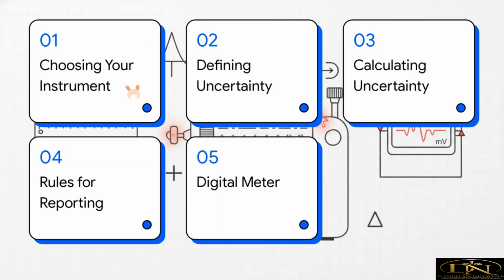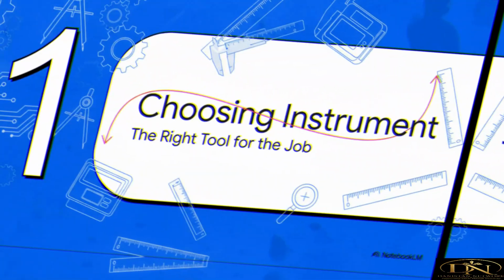All right, so here's our game plan. We're going to kick things off by talking about how to choose the right tool for the job. Then, we'll nail down what uncertainty actually is, figure out how to calculate it, and go over the super important rules for how you write it down. And to wrap it all up, we'll take a look at how those fancy digital meters deal with this stuff. Okay, let's get right into it.